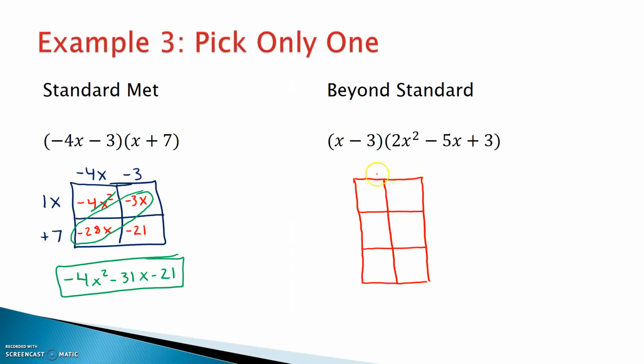So across the top, I'm still going to put the x. I'm still going to put the negative 3. I still want to break up that binomial. But when I go down, on the side here, I'm going to put my 3 terms for my trinomial. This is going to be 2x to the second power, a negative 5x, and that's a positive 3.